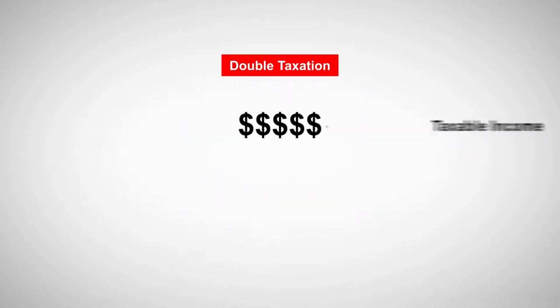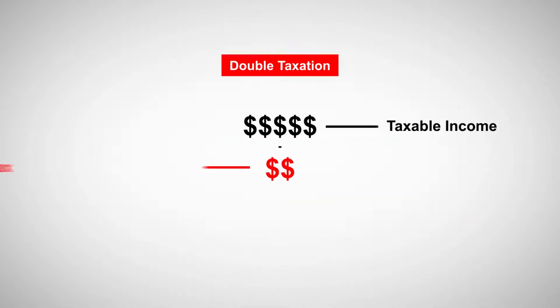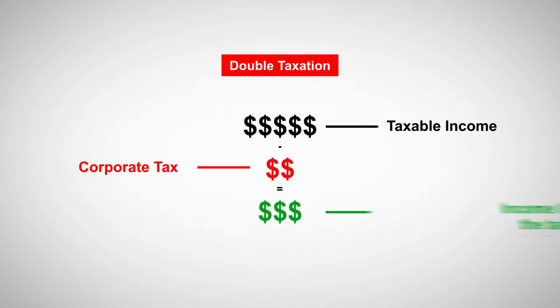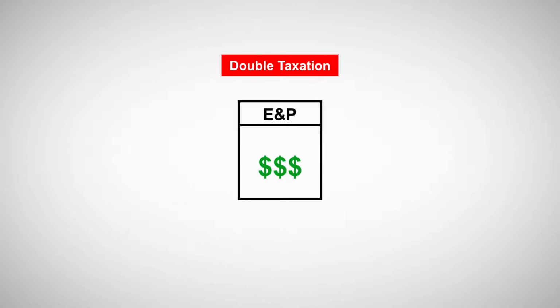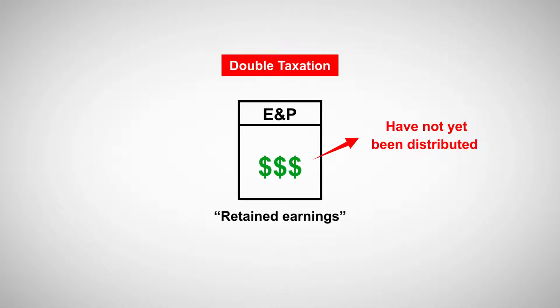Once a corporation has computed its taxable income and paid its corporate tax, that income, less the tax, is accumulated in a balance sheet called earnings and profits. This is roughly the same figure as what accountants call retained earnings. In other words, the earnings of the corporation that have not yet been distributed are retained. This is important because once distributed, the double taxation of the corporate tax becomes clear.